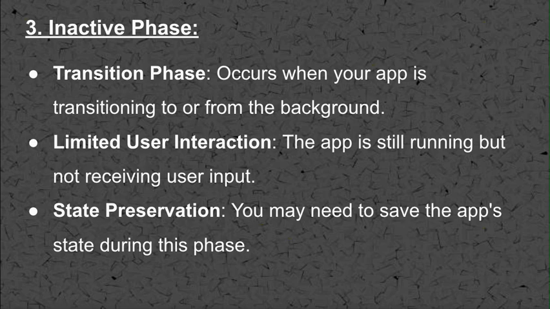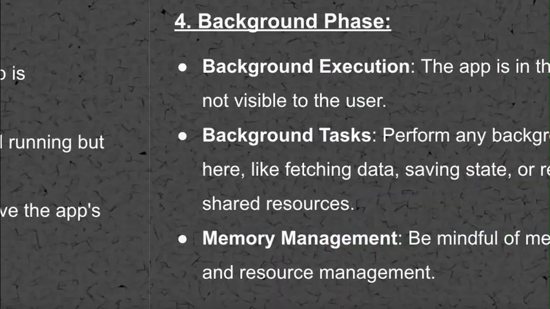Number 3, inactive phase. Transition phase occurs when your app is transitioning to or from the background. Limited user interaction. The app is still running but not receiving user input. State preservation. You may need to save the app's state during this phase.